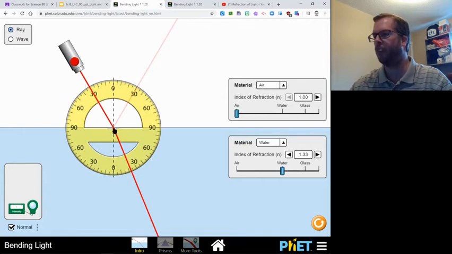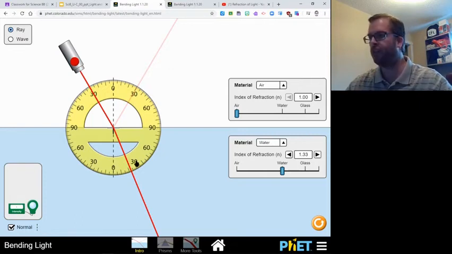And another way we talk about this is that, see, we'd expect it to be over here, but it's closer to the normal. So when it goes from a medium that is less dense to a medium that is more dense, it bends towards the normal. Okay, remember this line here is the normal line. It's always perpendicular or 90 degrees to the boundary.